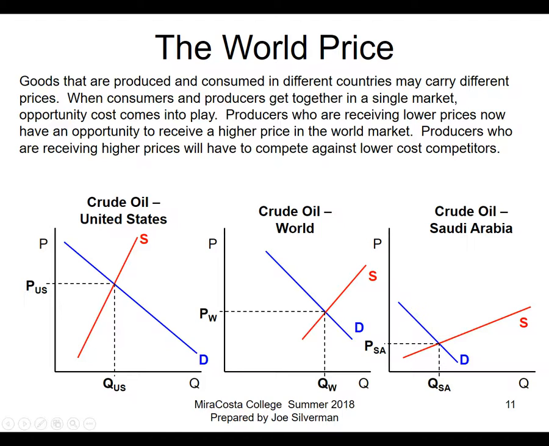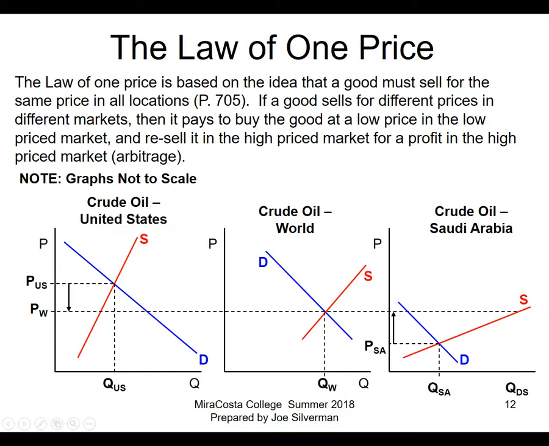And eventually we'll get to one world price, which we're going to call PW, and that will be the price that a buyer of oil can buy oil at, and that would also be the price that a seller of oil can sell oil at. So let's imagine that you are a buyer of oil in the United States. We'll start off with the US first, and then we'll go to Saudi Arabia.